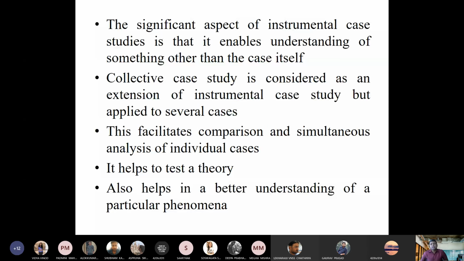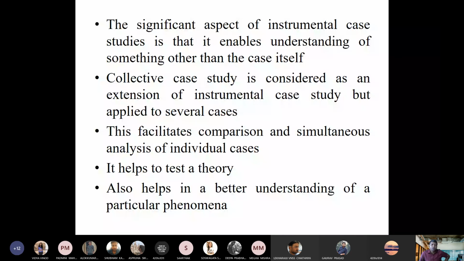The collective case study is considered as an extension of instrumental case study, but applied to several cases. See, here in collective cases, what is happening? We are taking the case studies from different cases, those which are linked to each other. This facilitates the comparison and simultaneous analysis of individual cases.